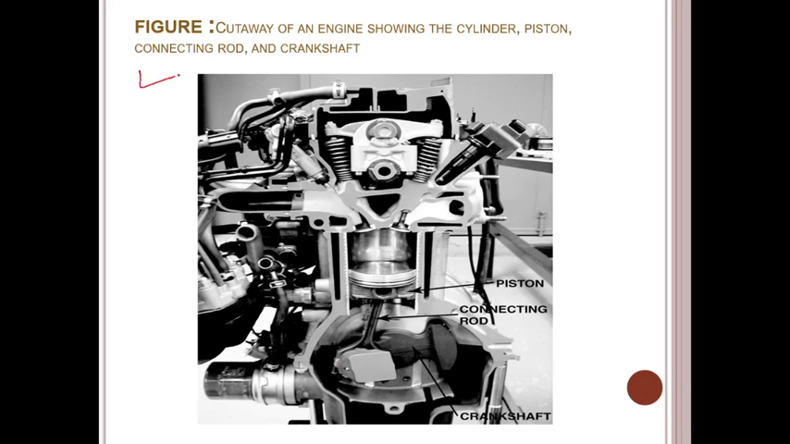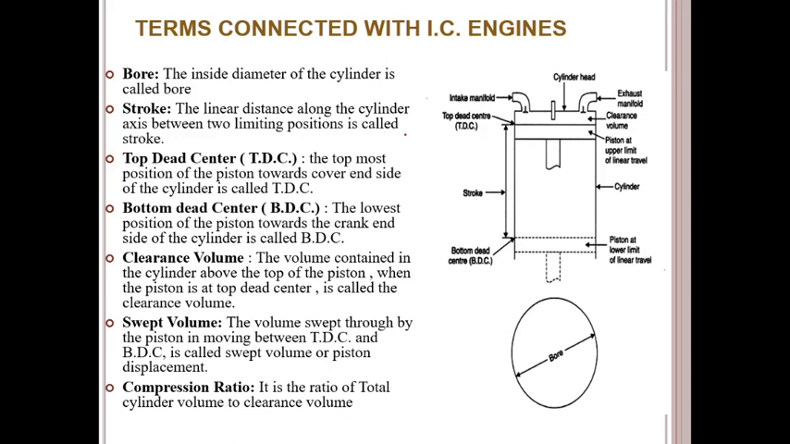Now this is the figure you observed here. There is a connecting rod. This is our crankshaft. There is a piston. On the piston there is a piston ring. These are the inlet and outlet valves, guys. This is the inside structure of the cylinder, the piston engine cylinder. So here are the terms connected with the IC engine.